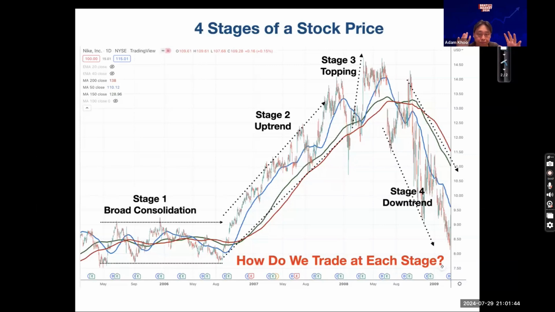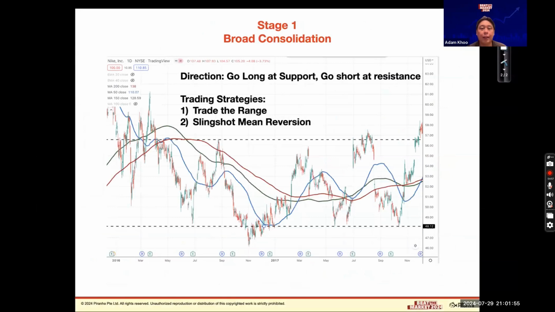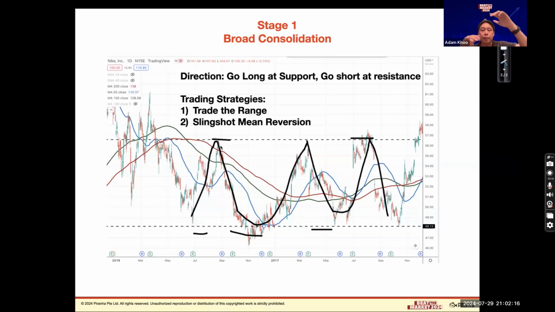So now that you understand the different stages, the next thing is to know what strategy to use for which stage, right? So let's talk about stage 1. When you see a stock in stage 1 and the moving averages are crisscrossing all over the place and the price tends to make the same high, and the same high, and the same low, it's like in a range. It's like trading a range. What strategies do we use when you see a stock in a range like that?